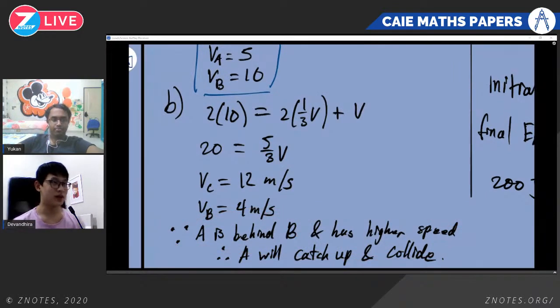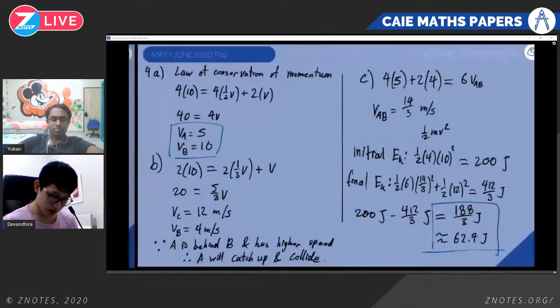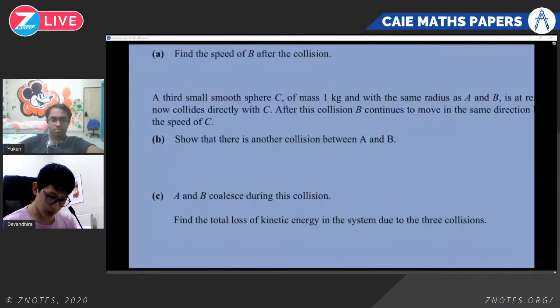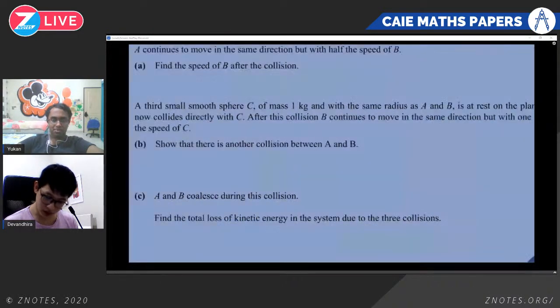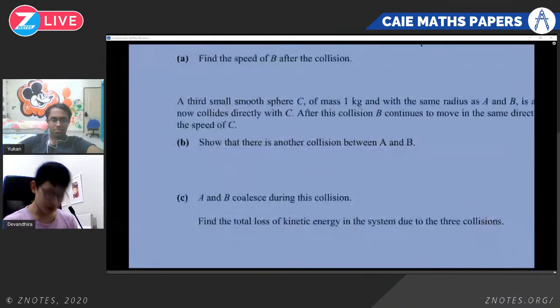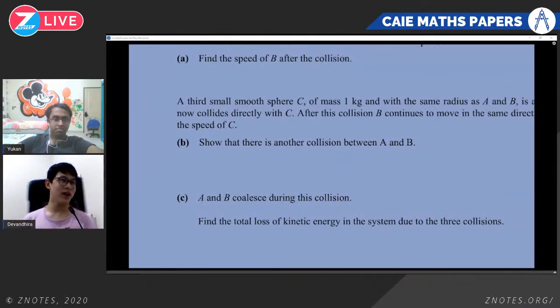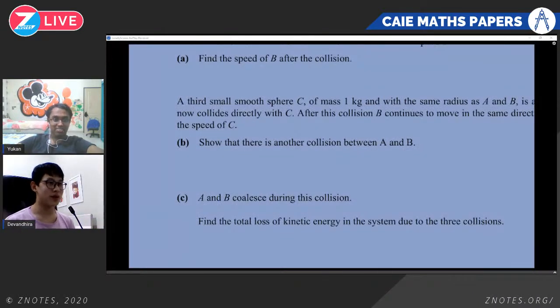Agree? Okay. Next question. A and B coalesce during this collision. Find the total loss of kinetic energy in the system due to the 3 collisions. That's 5 marks. What's the meaning of coalesce? I don't actually know. Coalesce means that they stick together. Okay. So when A and B collide, they just stick together and move, you know, happily ever after.